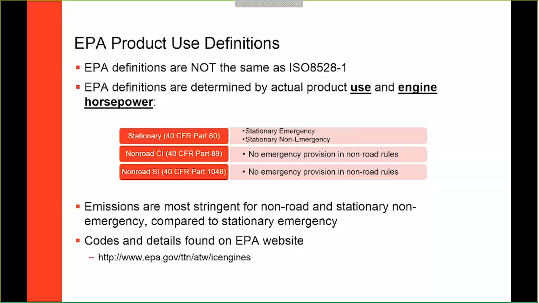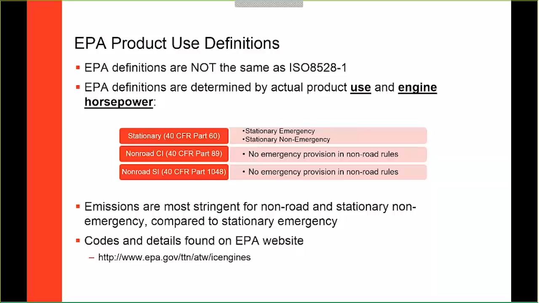Non-emergency operation is going to be much more heavily regulated as it has the potential to run more often. Likewise, non-road certified products are also susceptible to higher or more stringent emissions requirements, again, as they follow the same non-emergency usage expectations. The difference here between ISO is that it's actually appropriate to apply a prime-rated generator set into, for example, an EPA stationary emergency application.